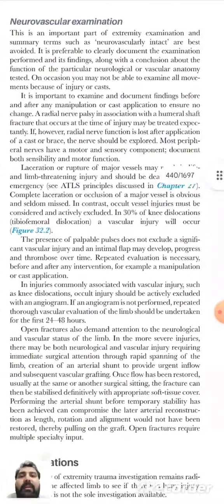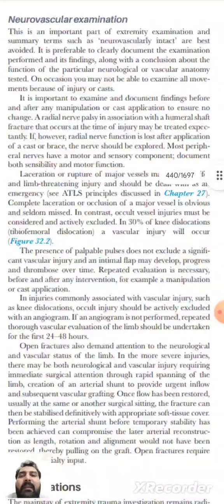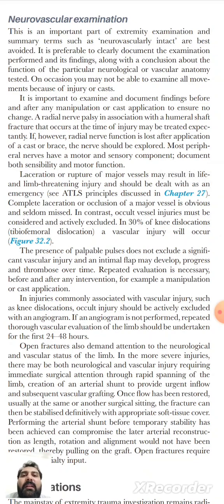Then comes the neurovascular examination. It is an important part of the extremity examination, and summary terms such as neurovascularly intact are best avoided. When we examine the patient and we say neurovascular bundle is intact, we should avoid this. It is preferable to clearly document the examination performed and its findings along with a conclusion about the function of the particular neurological or vascular anatomy tested.